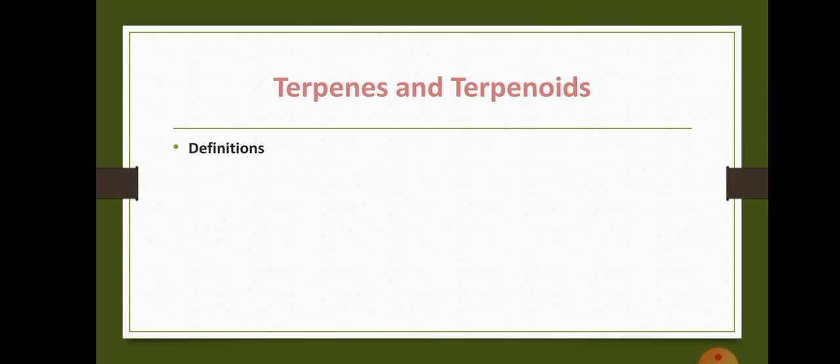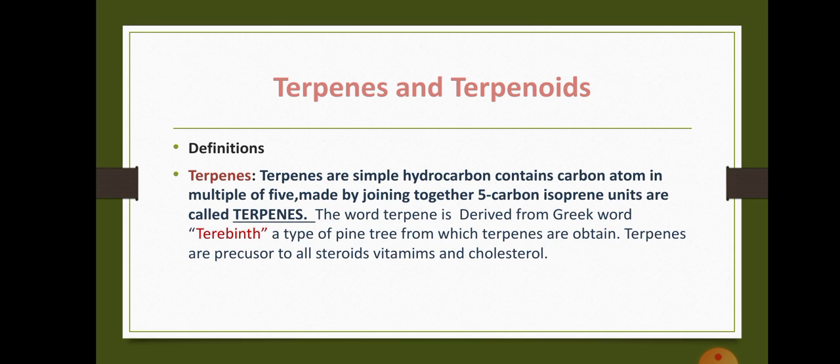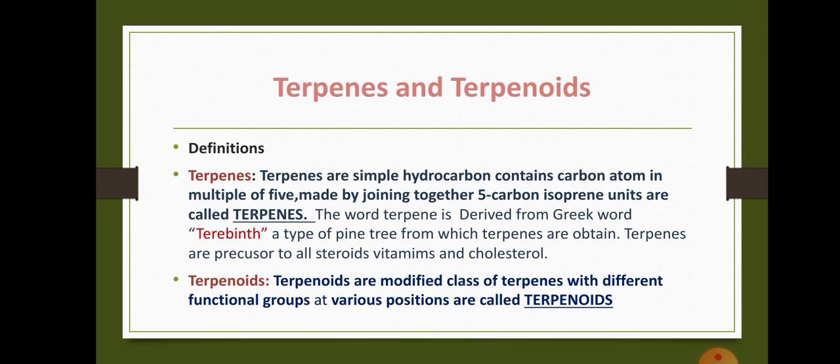What are terpenes and terpenoids? Terpenes are derived from the word terpene, which means a pine tree from which terpenes are obtained. It means terpenes can be derived from plants. Terpenes are basically a precursor to all steroids, vitamins and cholesterol. Terpenes are simple hydrocarbons containing carbon atoms in multiples of 5, made by joining together 5-carbon isoprene units. Terpenoids are a modified class of terpenes with different functional groups at various positions.